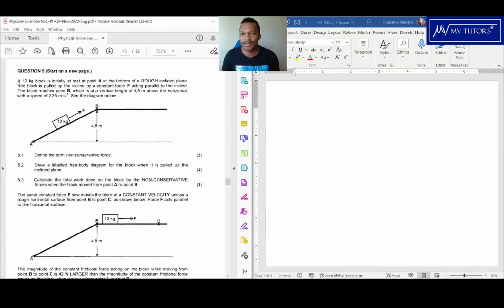It says, a 12 kg block is initially at rest at point A at the bottom of a rough inclined plane. So it starts at A. The block is pulled up the incline by a constant force F acting parallel to the incline. The block reaches point B, there it is over there, which is at a vertical height of 4.5 m above the horizontal, with a speed of 2.25 meters per second. See the diagram below.